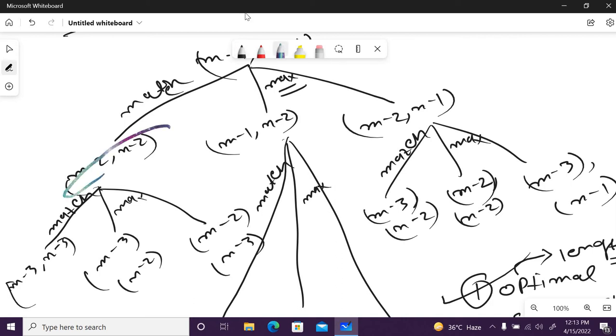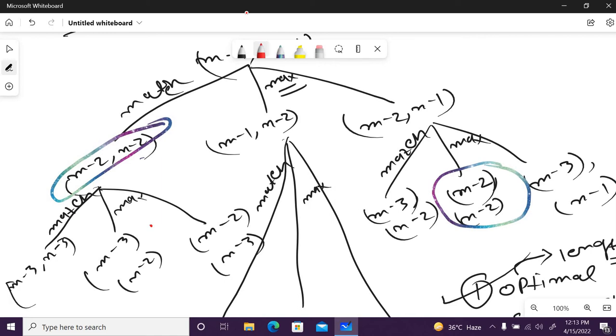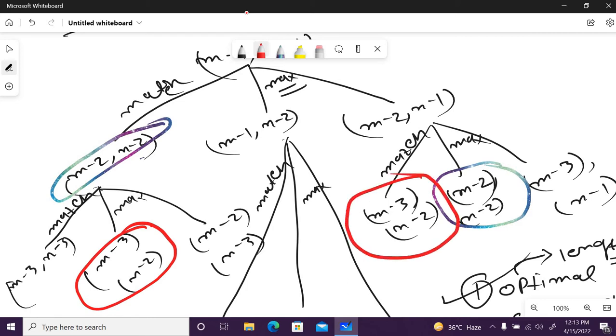Here you can see this is M minus 2, N minus 2. Here also you can see M minus 2, N minus 2. The same problem is happening both times. Also you can see here, let's find out, yes, M minus 3, N minus 2. Here is also M minus 3, N minus 2. So you can see that the same problem is happening two times.